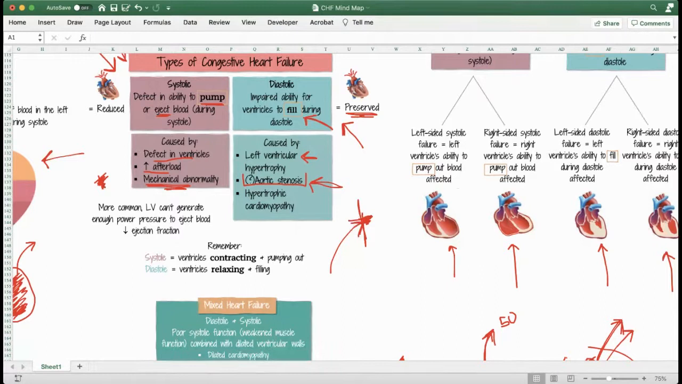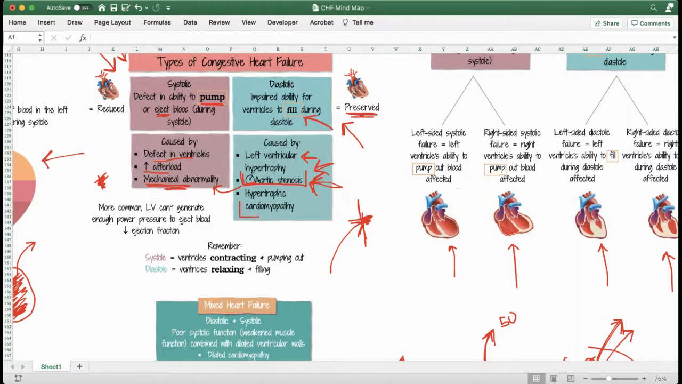So for me, logically, this aortic stenosis actually fits over here, and the one textbook puts it over here, and then the other textbook put it here. So hopefully you just won't have a question that's asking you that. And if you do, I personally would go with what's on your slide, which is aortic stenosis can cause diastolic heart failure. And then, of course, you have your hypertrophic cardiomyopathy.